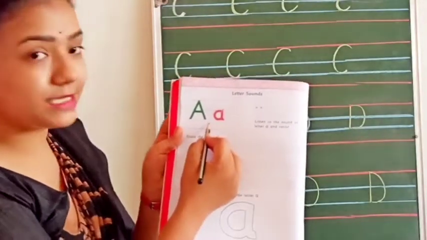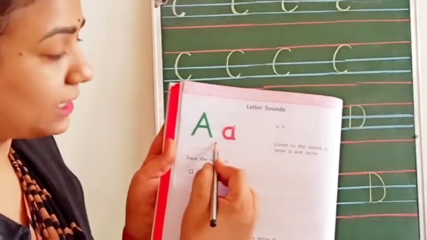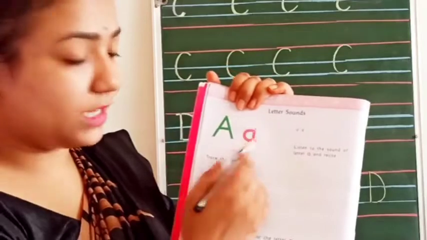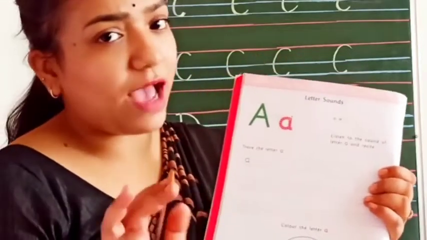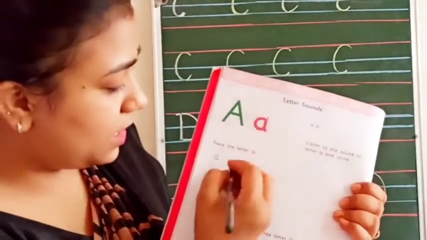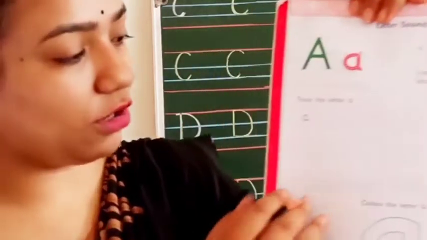So this is letter A. This is letter A. Okay. And this is small a. So you only have to trace letter A, small a. Okay. So see how you all will do.